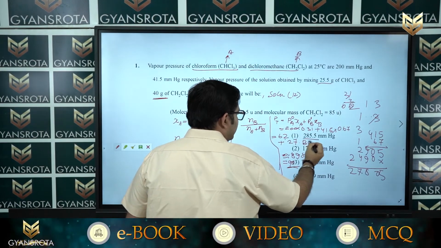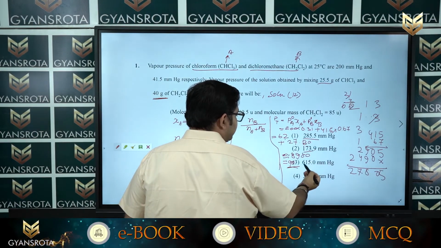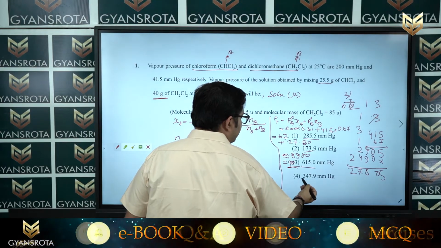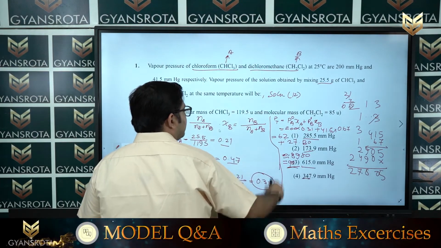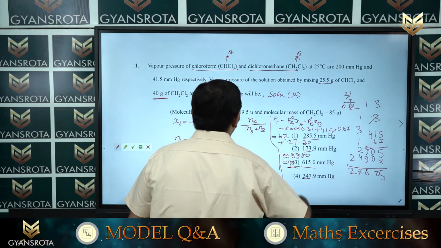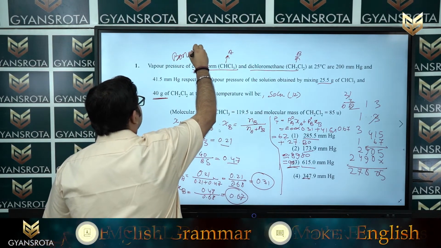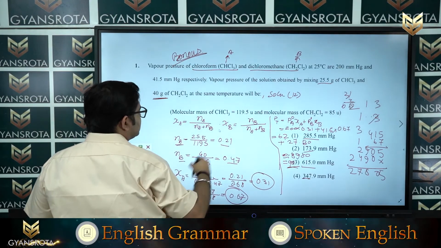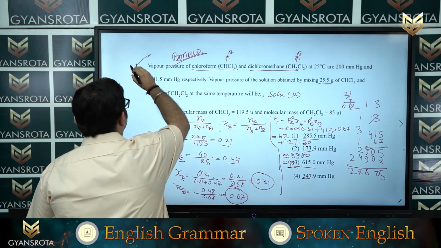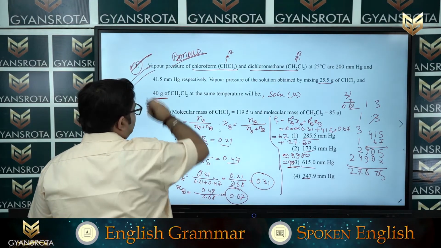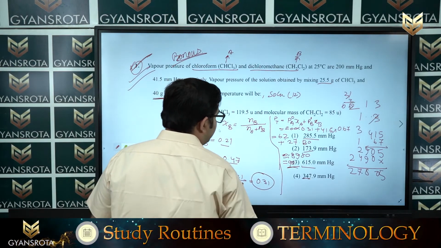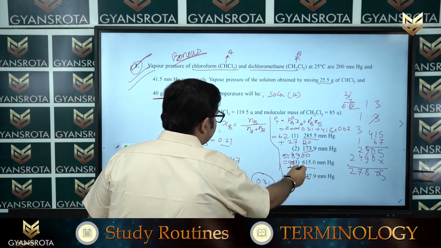In one option it gives 285, another is 173, third is 615 and fourth is 347. So, this question is a bonus question, because the answer is not matching with any of your options. Your first question itself is a bonus question, and this answer is coming near 89 to 90.